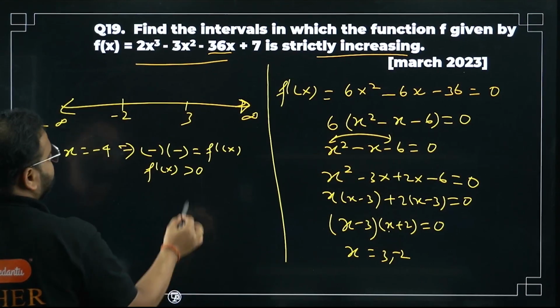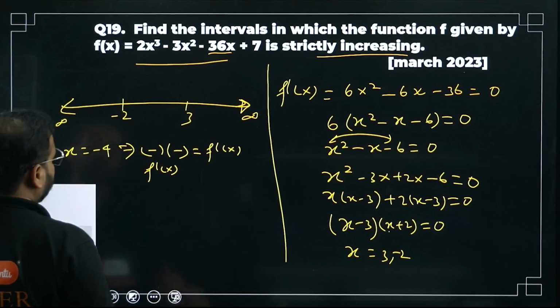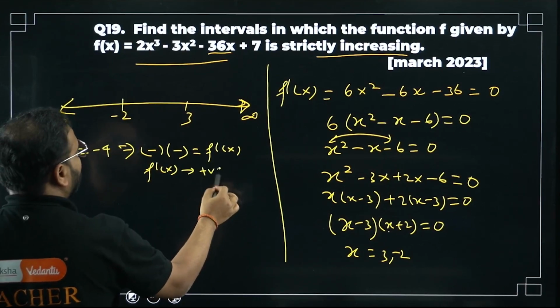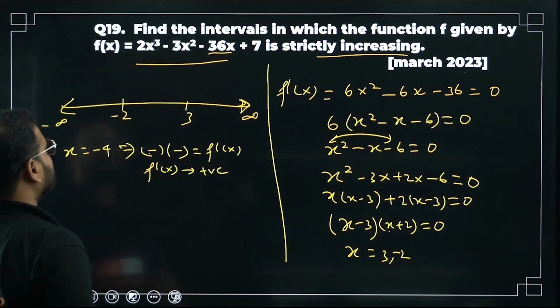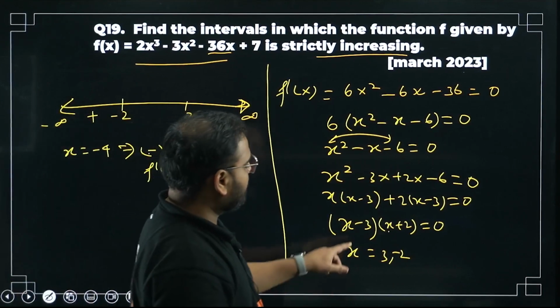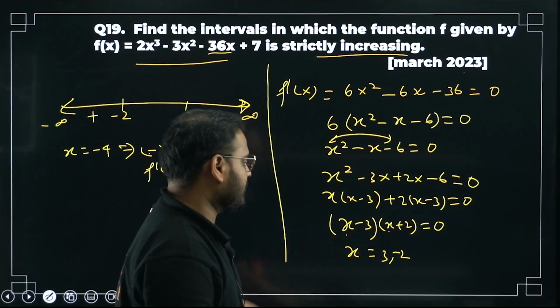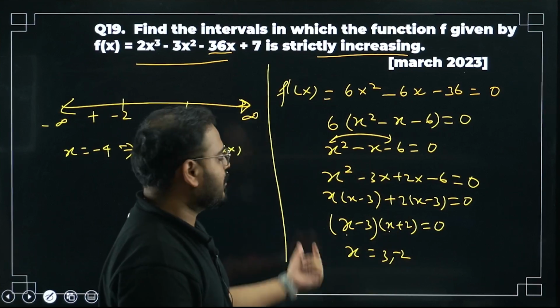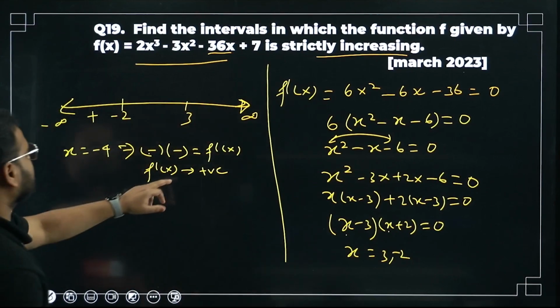Positive, right? Minus into minus is plus. Please cross check: minus 4 minus 3 is minus 7, minus 4 plus 2 is minus 2, and the product is positive. That's why I've taken it as positive here.